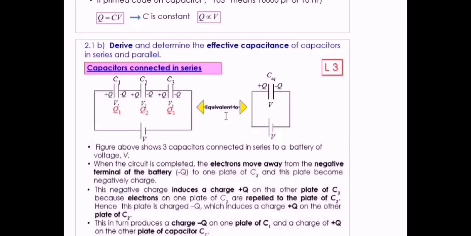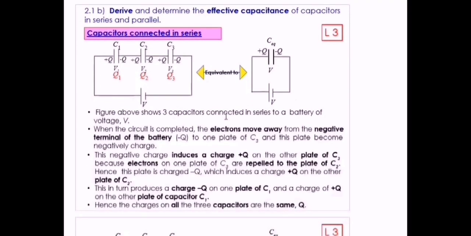The next one is you should be able to derive and determine the effective capacitance of capacitors in series and also in parallel. As you have already known, if the capacitors are arranged side by side, we say the capacitors are in series. Whereas if the capacitors are arranged above and below, we say they are arranged in parallel. So for this case, the capacitors are arranged in series.